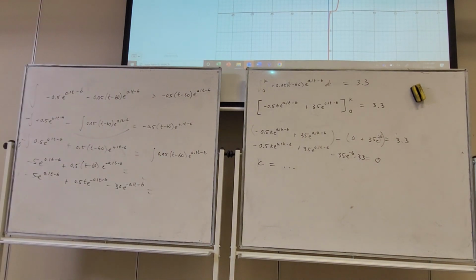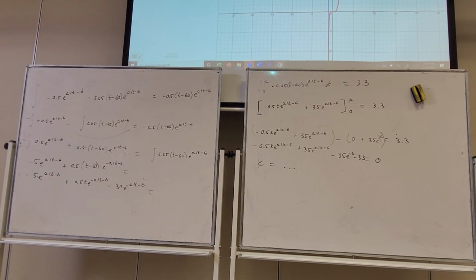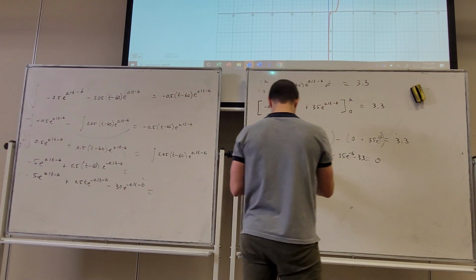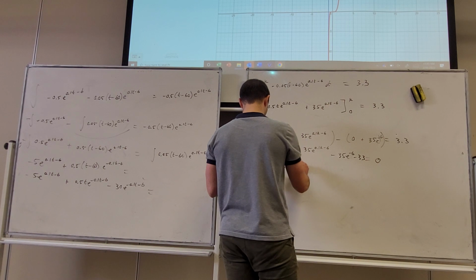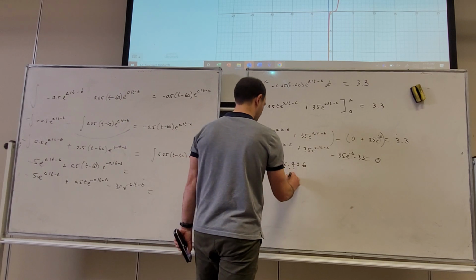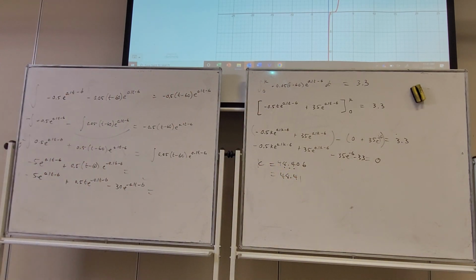Alright, so then let's try now. 35 e to the minus 6 and then take 3.3. Nice one. 48.406. 4 significant figures, 48.41. Very good.